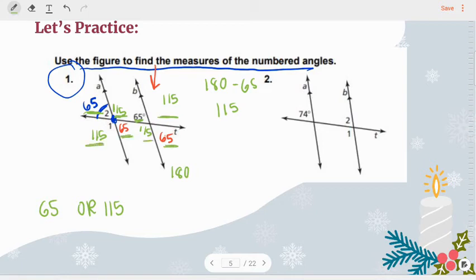And this pattern is going to happen again and again. And notice what happens when I add any two 115s and 65s, they total 180. So this diagram has a lot of similarities. Let's look at example number 2. Here's intersection 1, here's intersection 2.